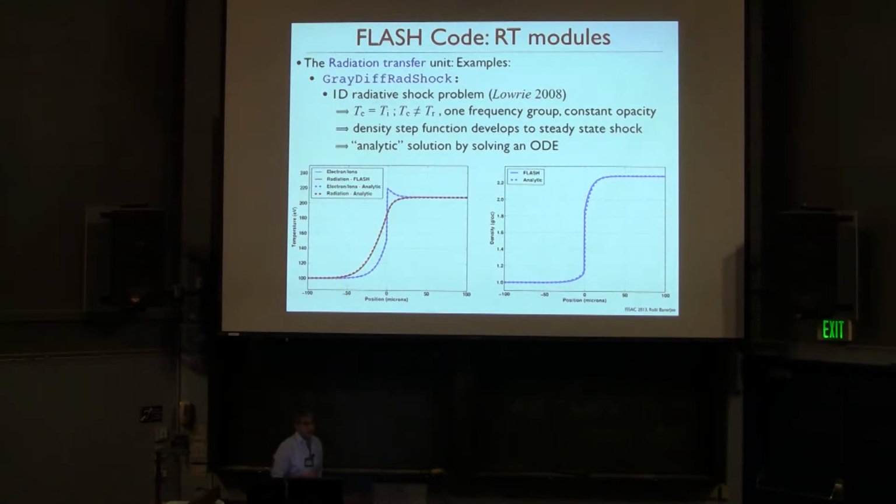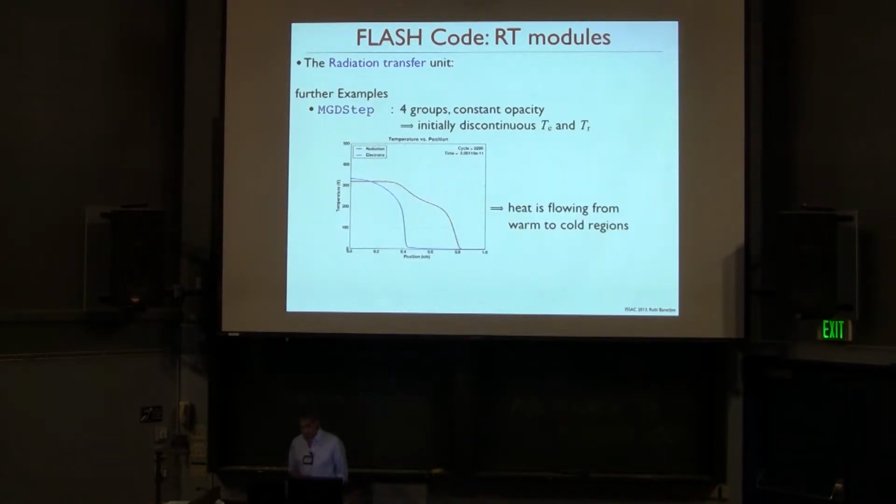So essentially, you can reduce this problem to an ODE, which you then can solve using a Runge-Kutta approach or something like this. And you can compare then your result provided by the Flash code with this analytic solution. And this looks actually fairly well. So in principle, this module should work, especially for a gray approach, meaning if you use only a single frequency.